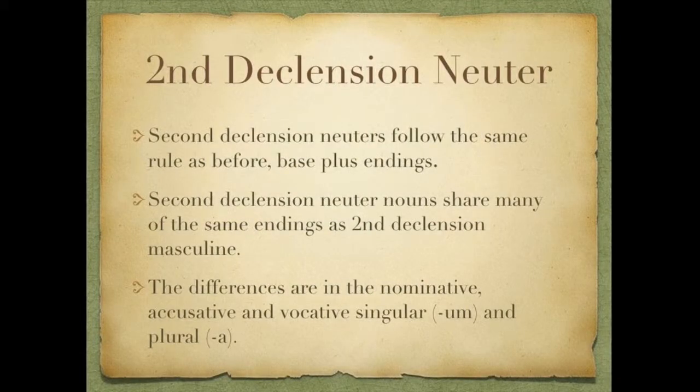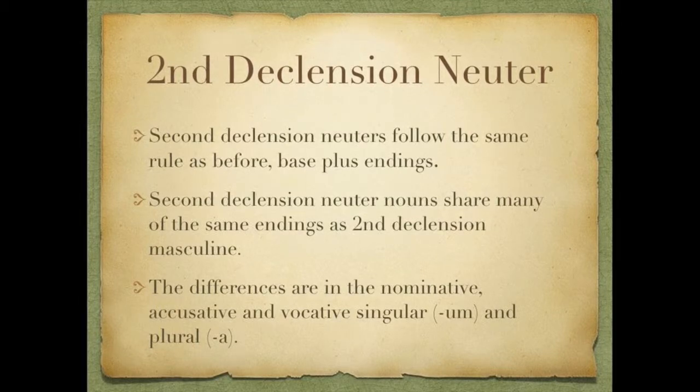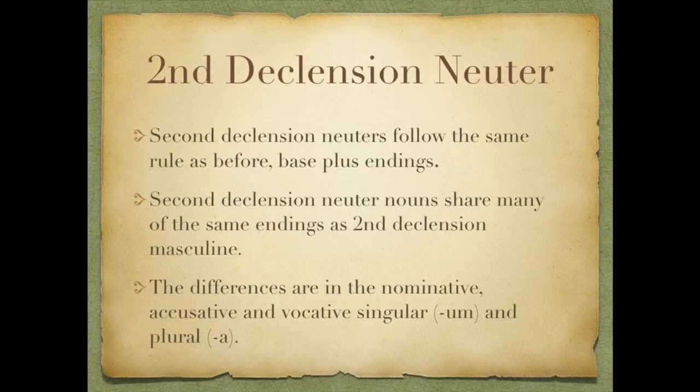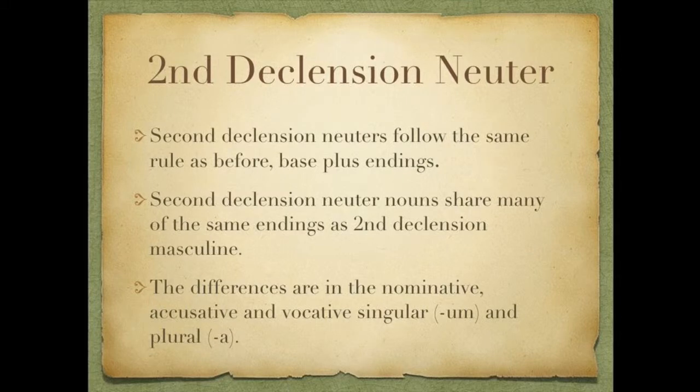Second declension neuter nouns follow the same rule as before, base plus endings. We'll notice that second declension neuter nouns share many of the same endings as the masculine second declension. The differences are in the nominative, accusative, and vocative, both in the singular and plural. Let's go ahead and take a look at some of these endings.